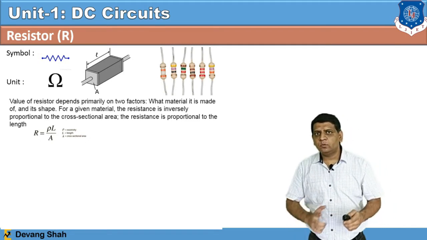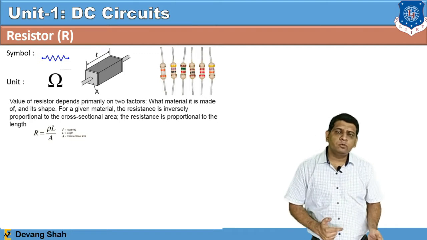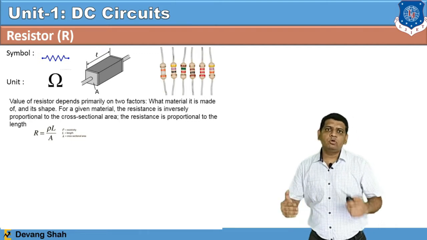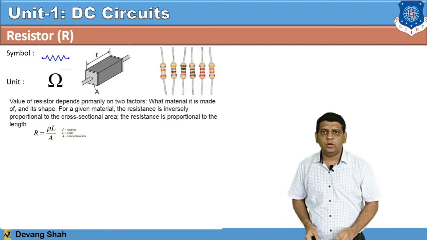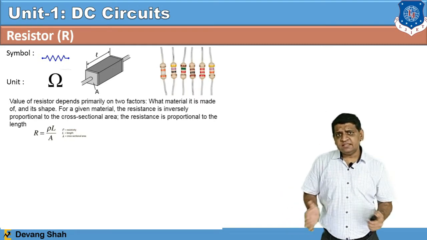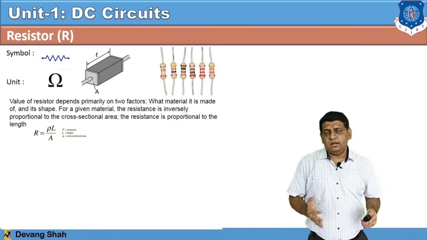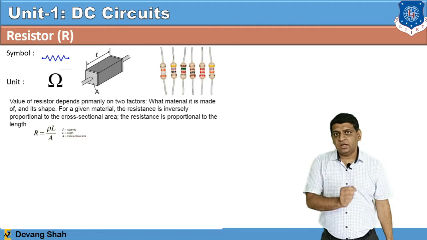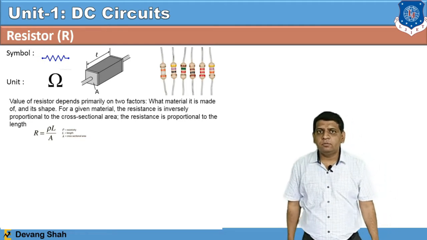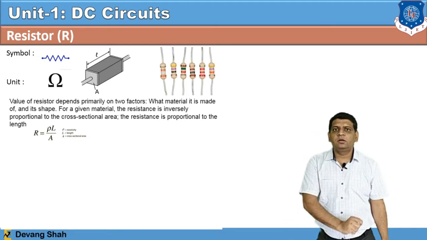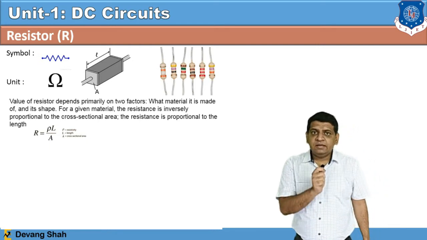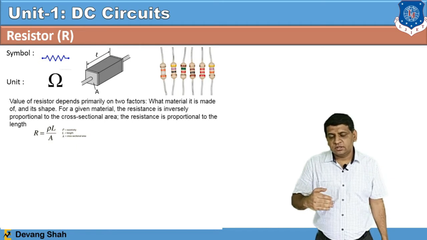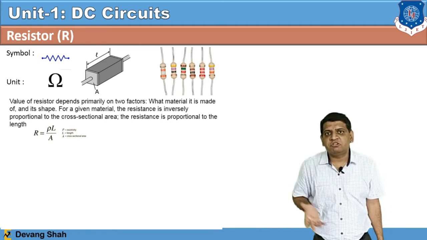So ultimately R is proportional to L, and R is inversely proportional to area, so R is proportional to 1 by area. Once you solve these two equations, you will find R is equal to rho L by A, where L is the length in meters, A is the area in meter square, and rho is called the resistivity. This is a very important parameter, because resistivity is the property of the material that decides how much resistance a particular object offers.